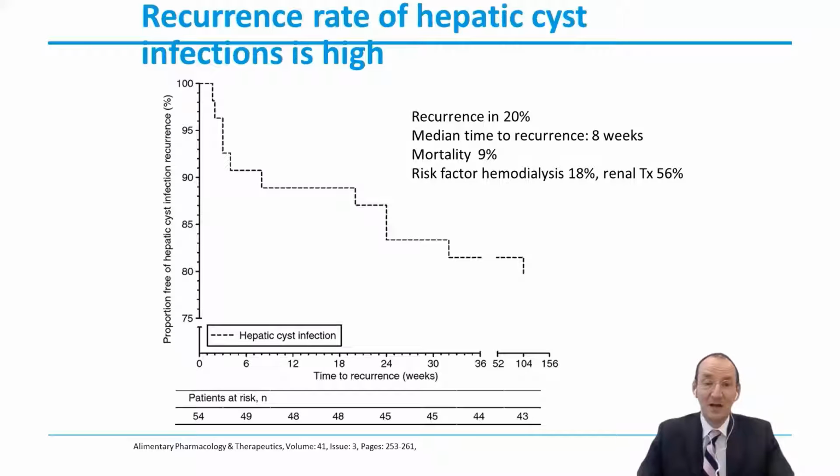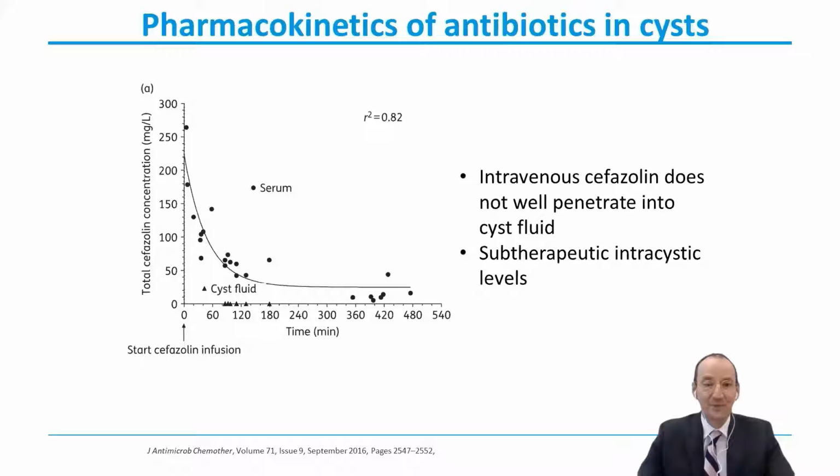Cyst infection can be a particularly pesky feature because the recurrence rate of hepatic cyst infection is high, approximately 20% after, let's say, 1 year. The mortality in these patients can be present and is approximately 10%. One risk factor is renal disease, in particular if the patients have hemodialysis or have had a renal transplantation.